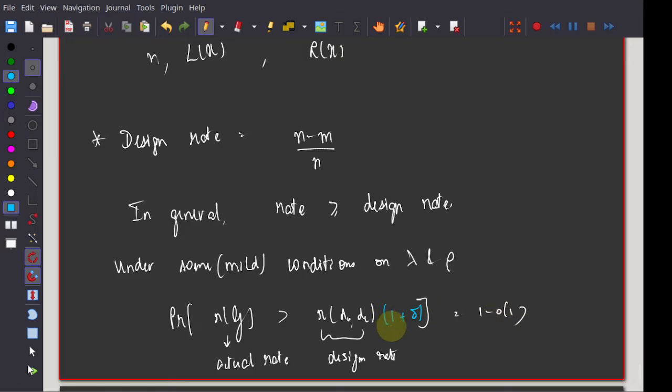For the case where it's a regular LDPC code, you can make a much stronger statement. Let's say I choose the design rate to be 0.3. What this is saying is that the probability that the actual rate is greater than 0.301 or something like that is vanishingly small. For regular LDPC codes, it turns out you can make an even stronger statement.